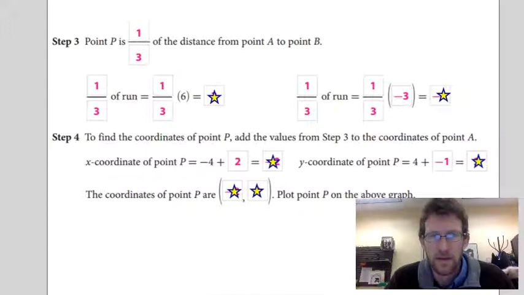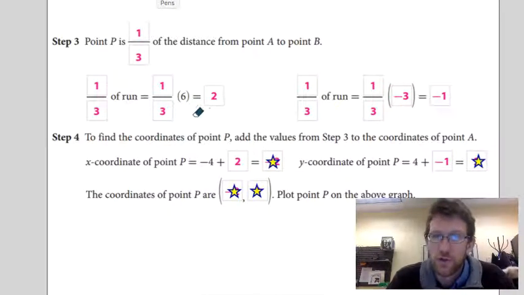1/3 of 6 is 2. 1/3 of -3 is -1. So we know point P is going to be 2 units away from point A horizontally and 1 unit away vertically from point A. So we're going to add 2 to our x value of point A, and then we're going to add the -1 to our y value of point A to give an x coordinate of P of -2, a y coordinate of P of 3. So at -2, 3 is our point.